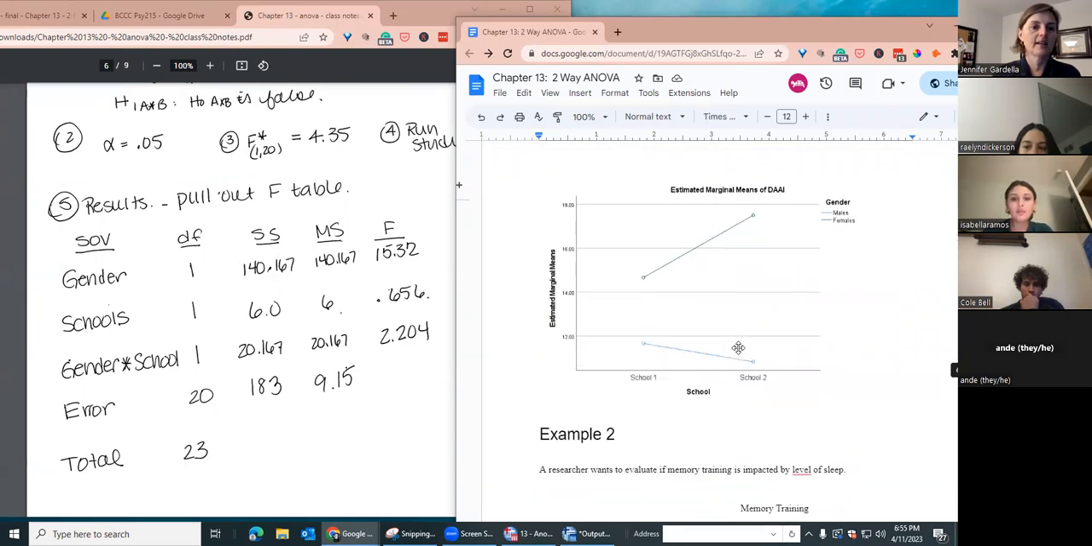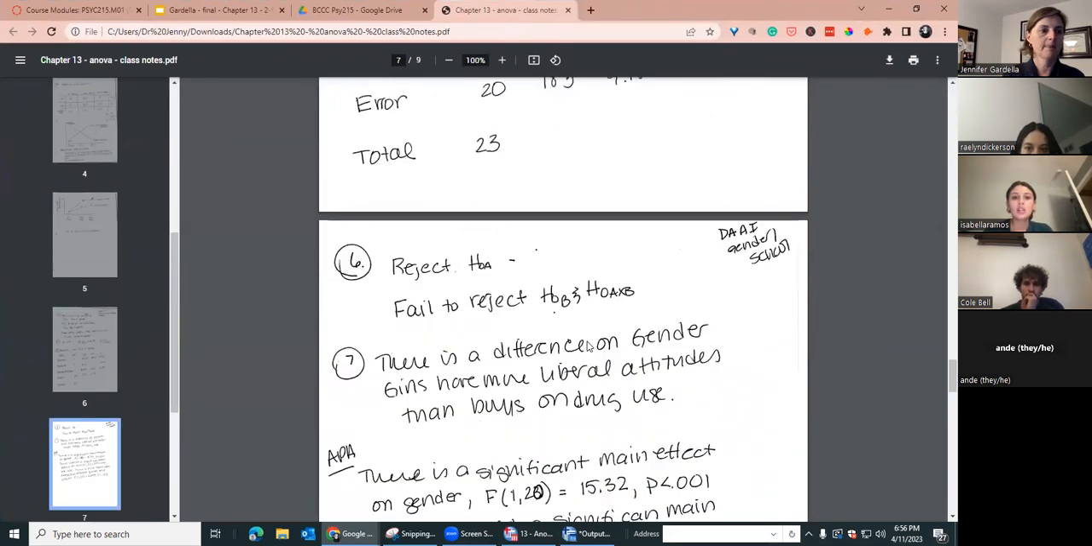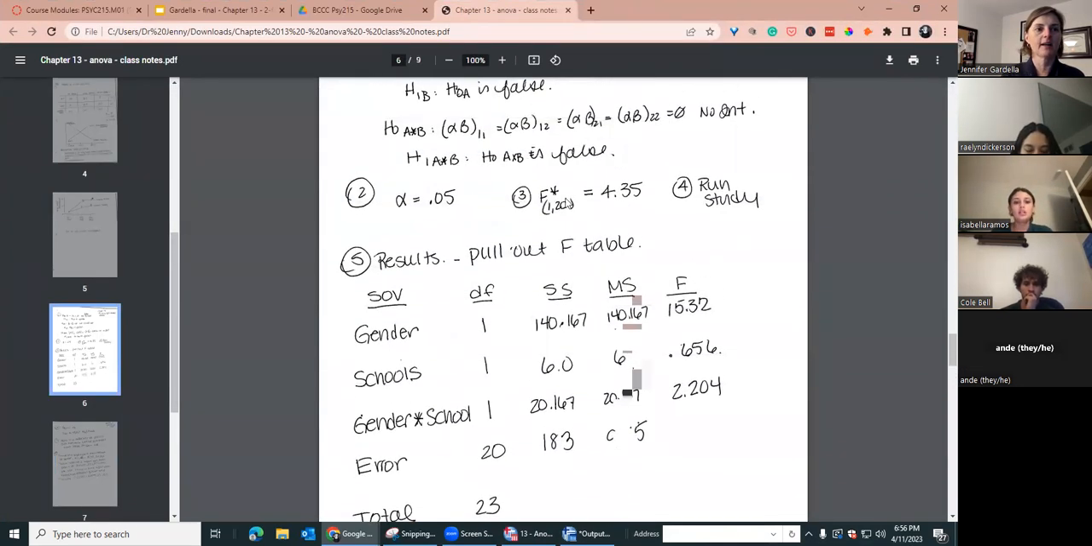Let's see, what else we got? And then we have the graph. So we know that there's something going on between these 2 variables. The lines aren't straight. But the question is this interaction, this difference between schools and gender, is it big enough? So let's find out. So what we do is we compare our critical value of F, which is 4.35, to the calculated values from SPSS. And we find out that the only one that is significant is gender. There is a difference between males and females in the way that they look at drug use.